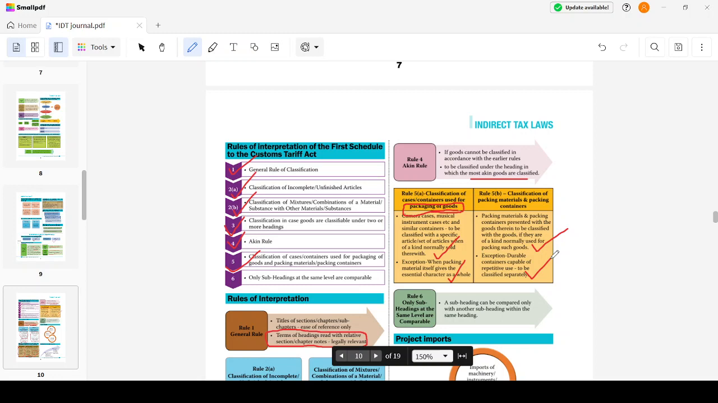Then if it's a durable container, even if I can use it separately, then it will be charged separately and classified separately.